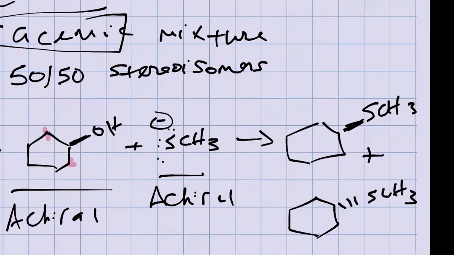So if you do something like that, where you have 2 achiral things, and you do that reaction, you're going to get what's called a racemic mixture. You're going to get 50% of this, and then 50% of that.